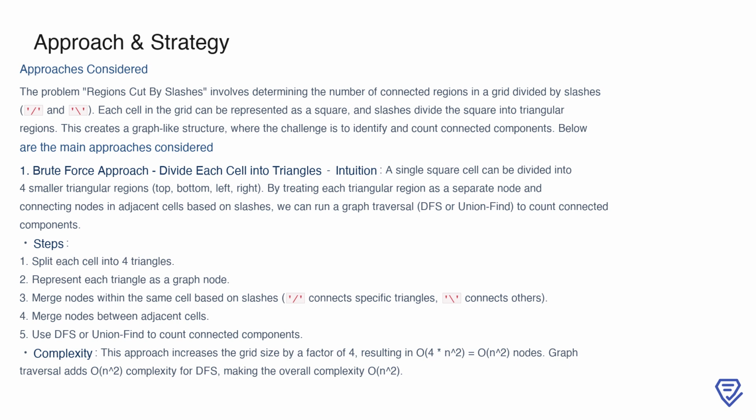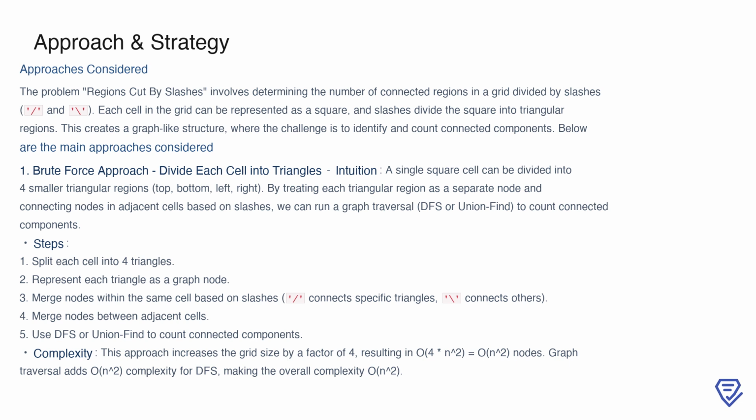Once this graph structure is complete, we can use a traversal technique like depth-first search, DFS, or union find to count the connected components. However, while this brute force method is simple and intuitive, it increases the grid size significantly.